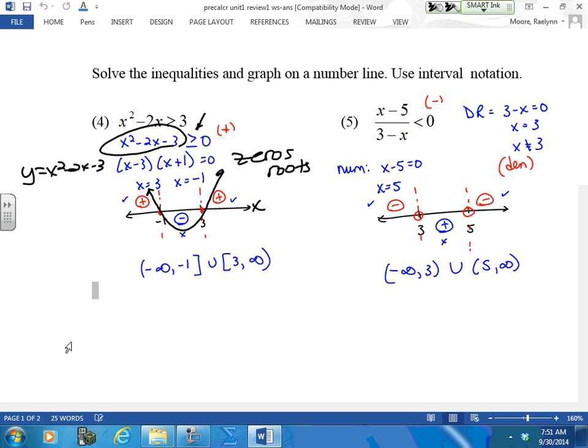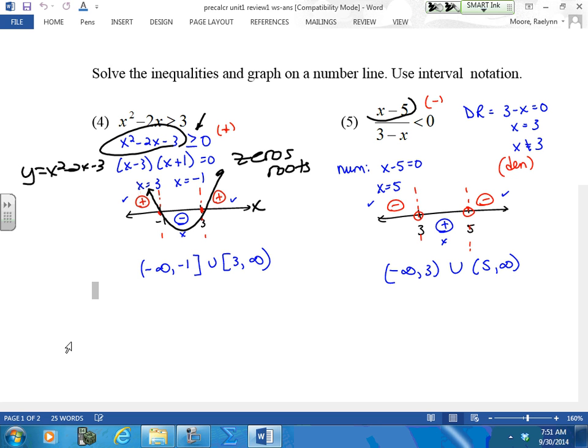And number 5 is your rational. Zeros of the numerator, zeros of the denominator. Everything has to go to one side. And you have to find a common denominator. Everything is on one side in this case. It's already on one side. If I had equals 3, I'd have to move the 3 over. I'd have to find a common denominator. Everything is okay the way it's set up.